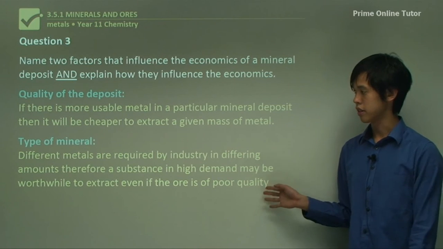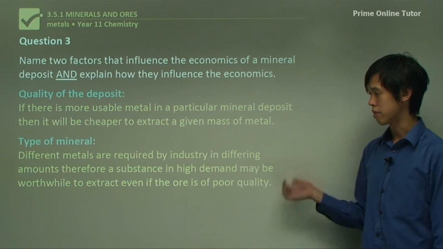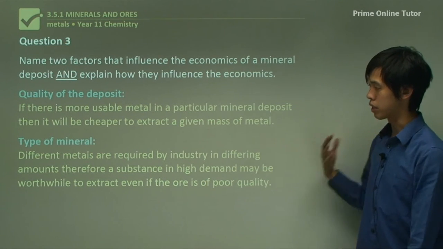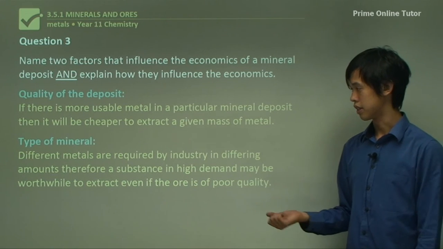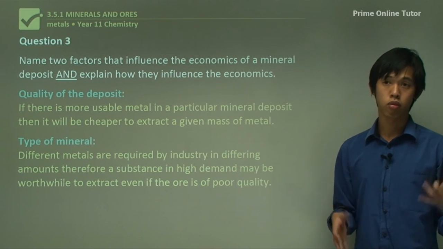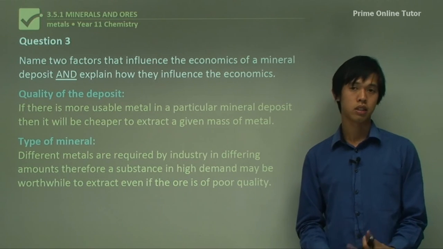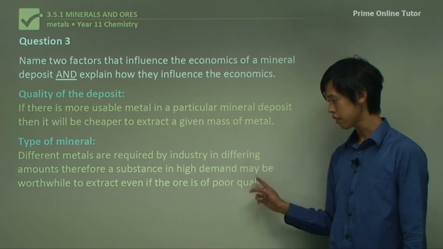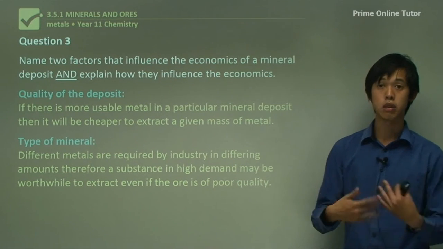The type of mineral. Different metals are required by industry in differing amounts. Therefore, a substance in high demand may be worthwhile to extract, even if the ore is of poor quality. So what type of mineral it is can be a big defining factor. For instance, things like diamonds go for a very high price. So you could have a very poor quality deposit of diamond, but it still may be worthwhile to dig out because each of those diamonds could sell for a lot. So you can see that the type of mineral plays a big role in how economic a mineral deposit is.